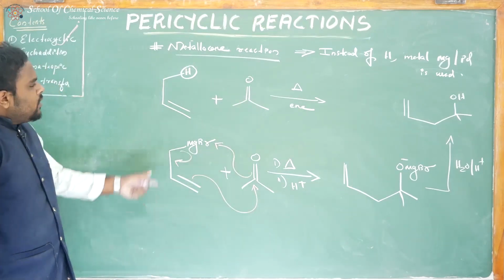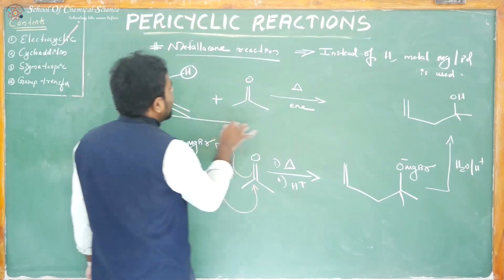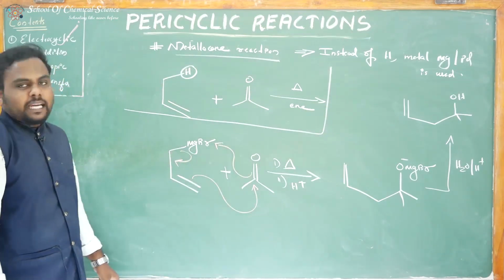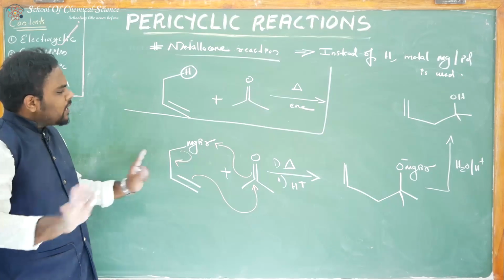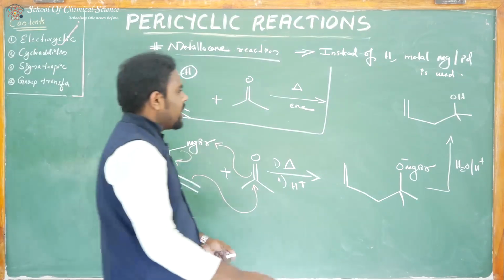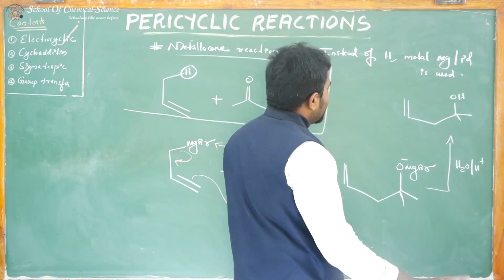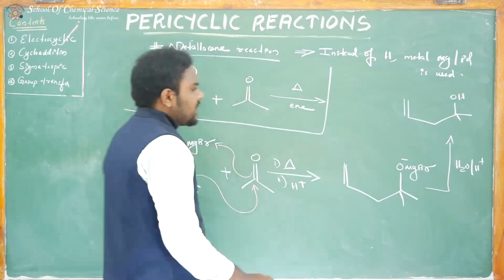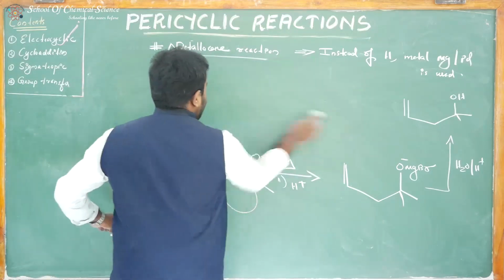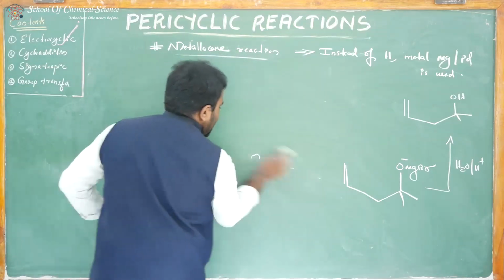So instead of hydrogen, here a metal, magnesium or palladium, is used. Reaction similar to the ene reaction, followed by hydrolysis, and alcohol will be your final product. This type of reaction is called a metallocene reaction. Please write another question.